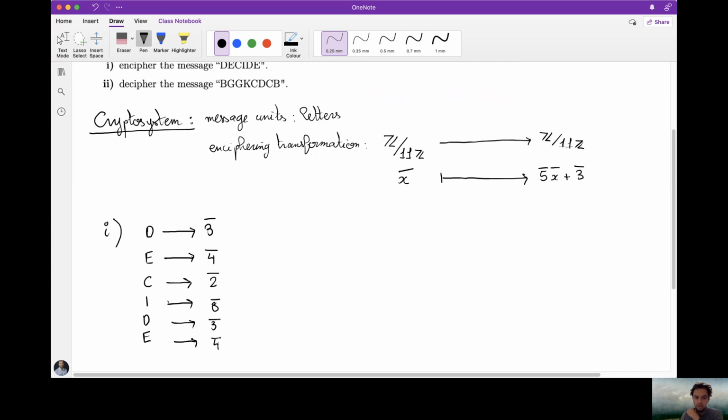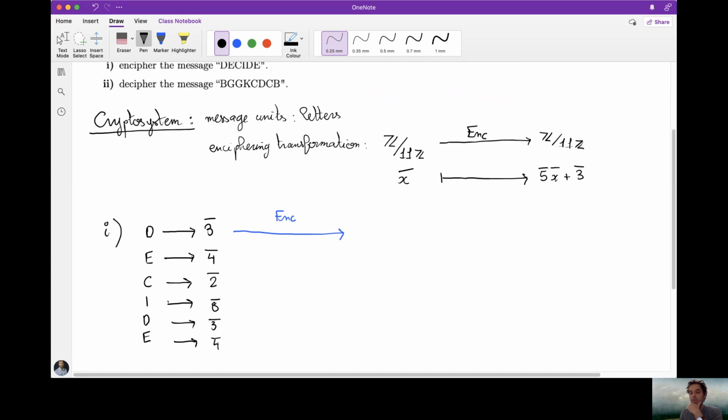In fact, as you see, to cipher the message decide, we only need to do the computations for the first 4 letters, since the second D and the second E will give the same result as the first two. Good. Now we apply the transformation that we call the enciphering transformation, right? The enciphering is the blue part here. We just apply the formula 5x plus 3 for 3.